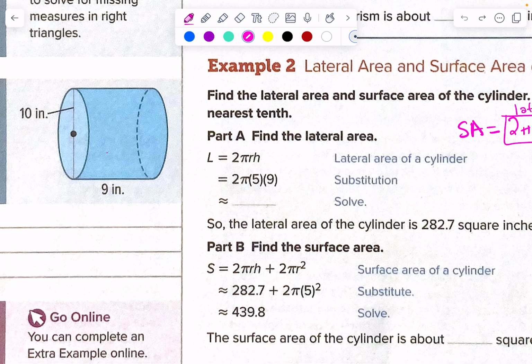The only thing I really need is the height and the radius of this cylinder. This going all the way across, that's the diameter, that's 10, so my radius is going to be 5, and then your height will be 9, so this cylinder is like laying down.